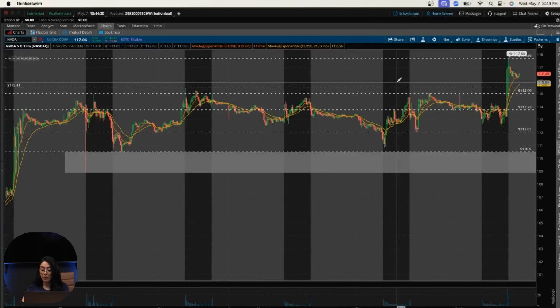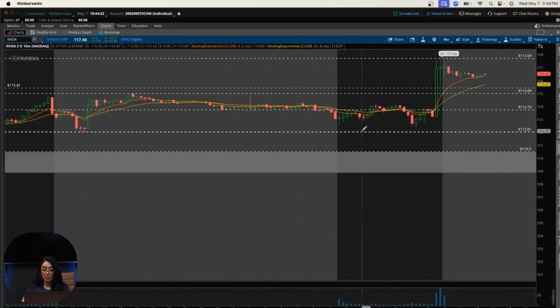And what did NVIDIA do? Look at how perfectly it held. So it wasn't able to clear that 112. Ranged most of the day. Obviously it was FOMC day today, so that's expected, but it ranged most of the day.